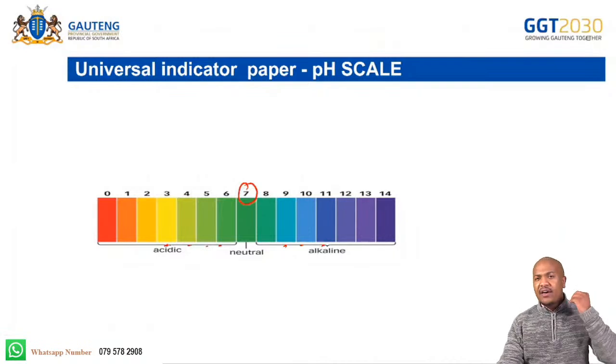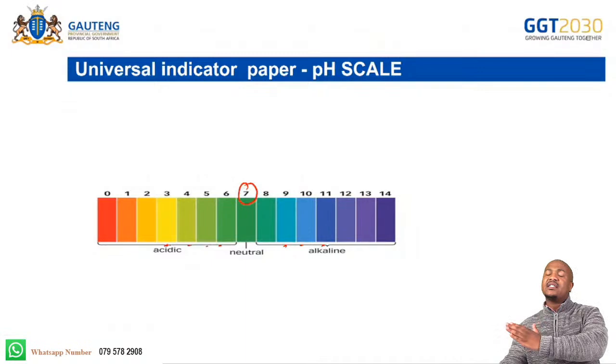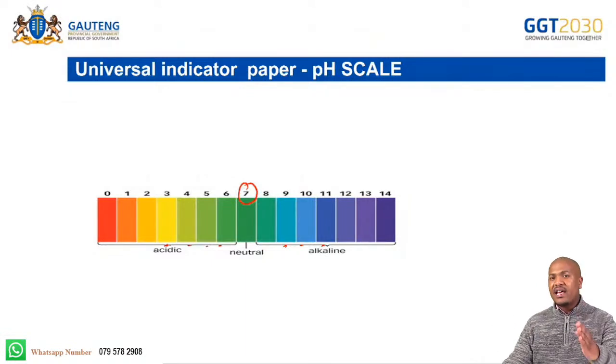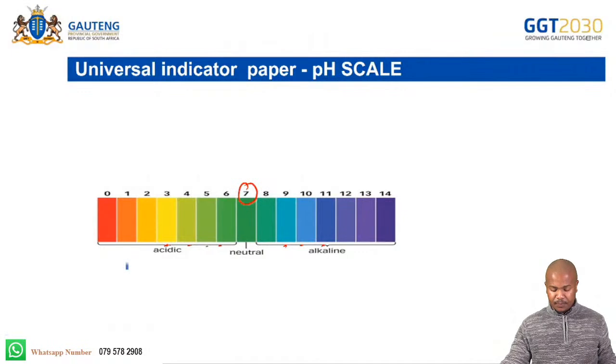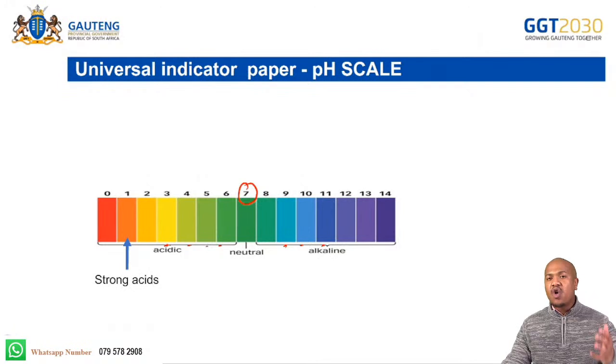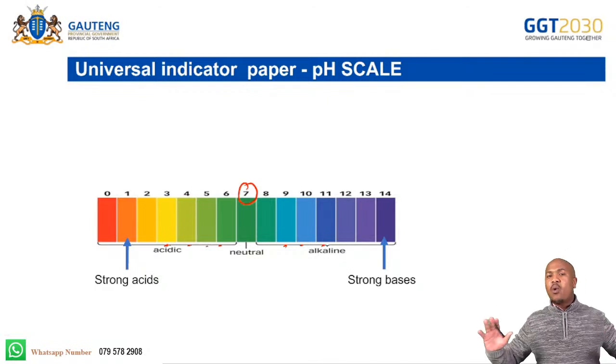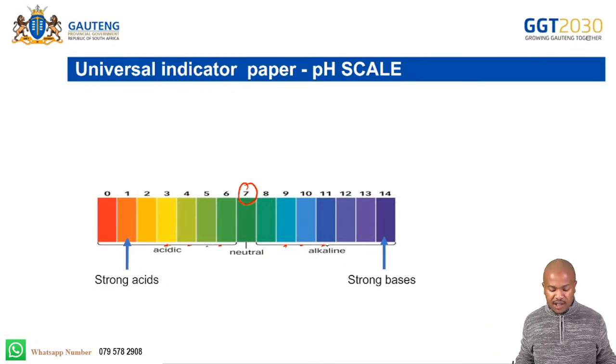Right. So here we have a pH scale. This pH scale ranges from 0 to 14, indicating the different levels of acidity and alkalinity, where 7 is our neutral substances. In this region is where we are going to find our strong acids when testing for pH, and in this region is where we're going to find our strongest bases. Both these strong acids and strong bases are regarded as dangerous, right?